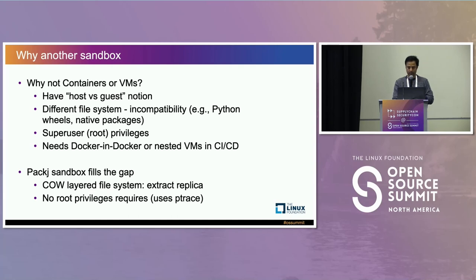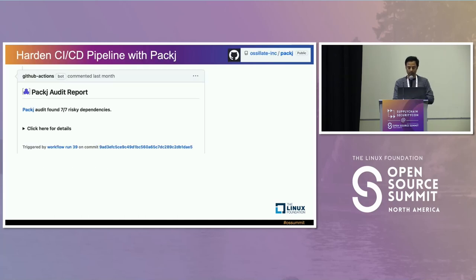These tools also require superuser privileges. That means you're increasing the attack surface. And in your CI/CD environment, you would need Docker in Docker or nested VMs to enable this. So the Packj sandbox tool fills the gap. It intercepts all system call requests, and it rewrites the arguments at runtime so that the file system changes are layered on top of the host file system. That means the installation step gets an exact replica of where you want the package to be finally installed. At the same time, it layers those changes, so it's copy on write, and no root privileges are required. It uses ptrace.